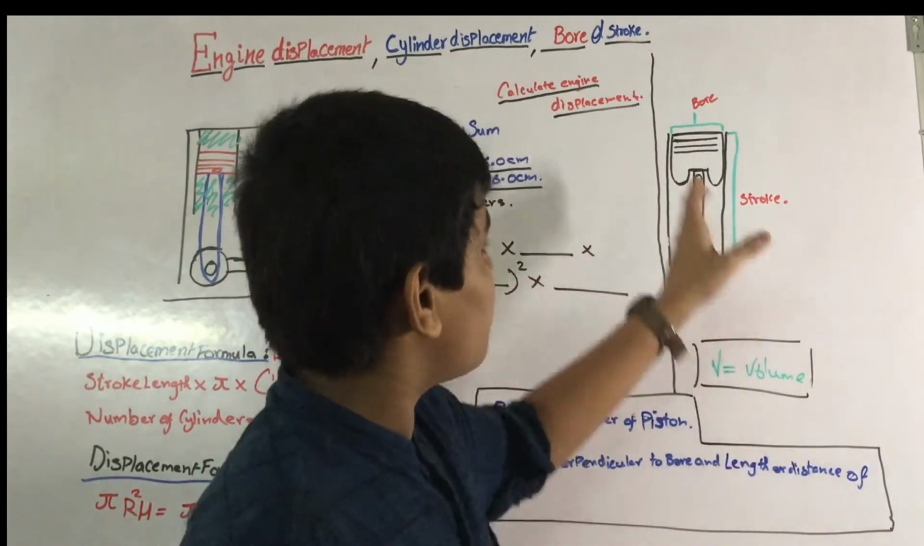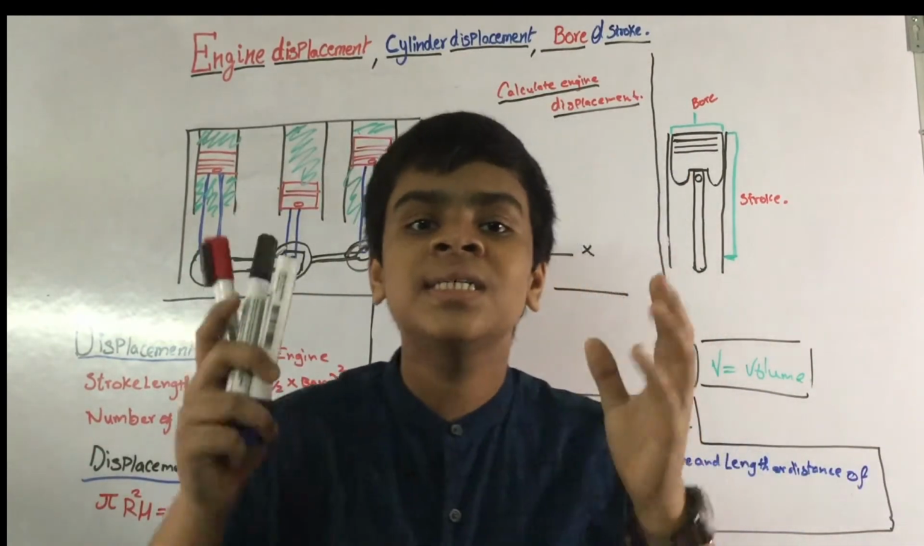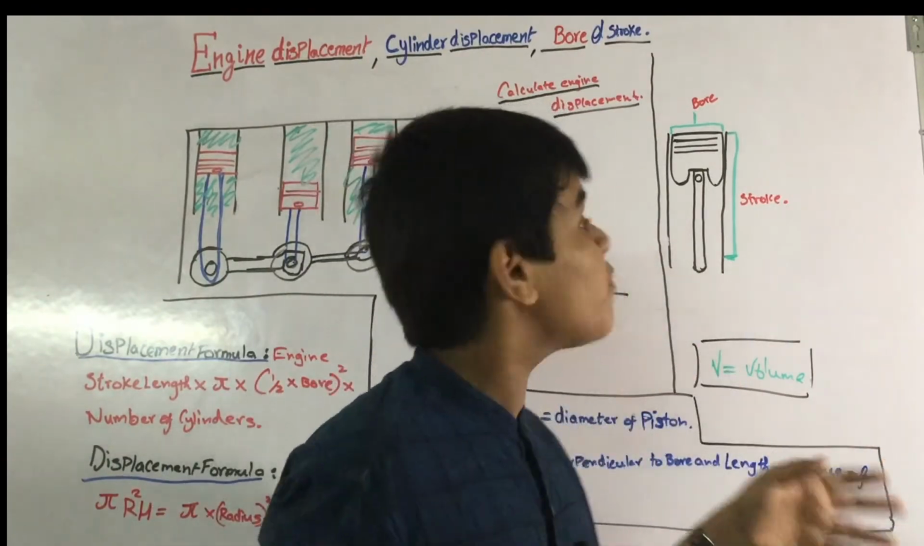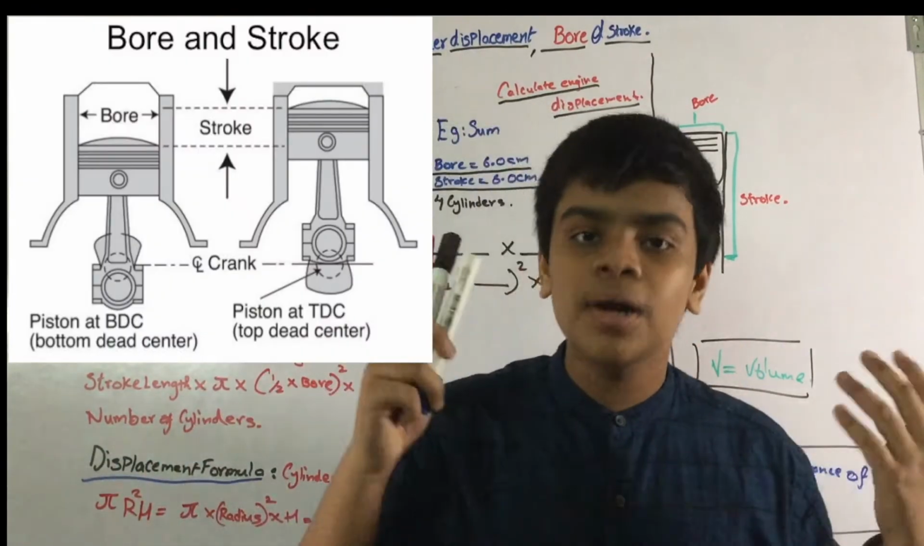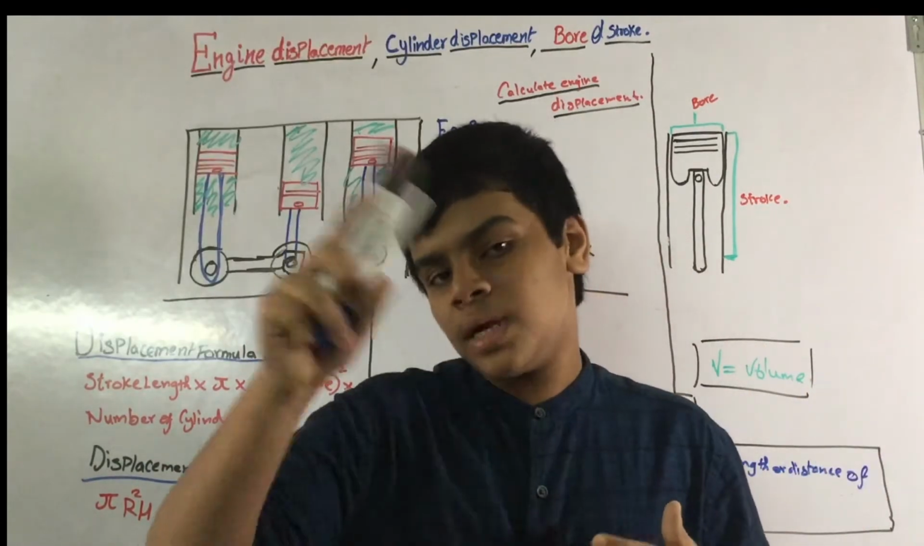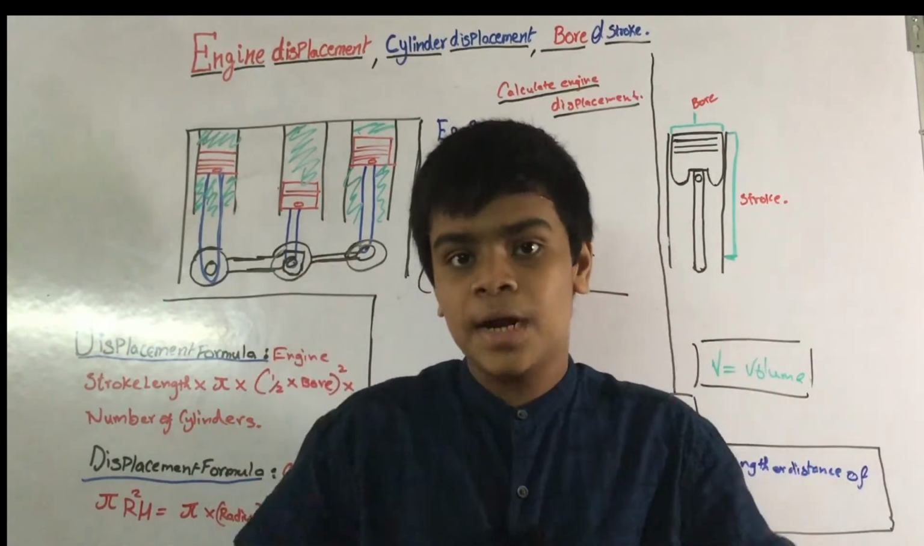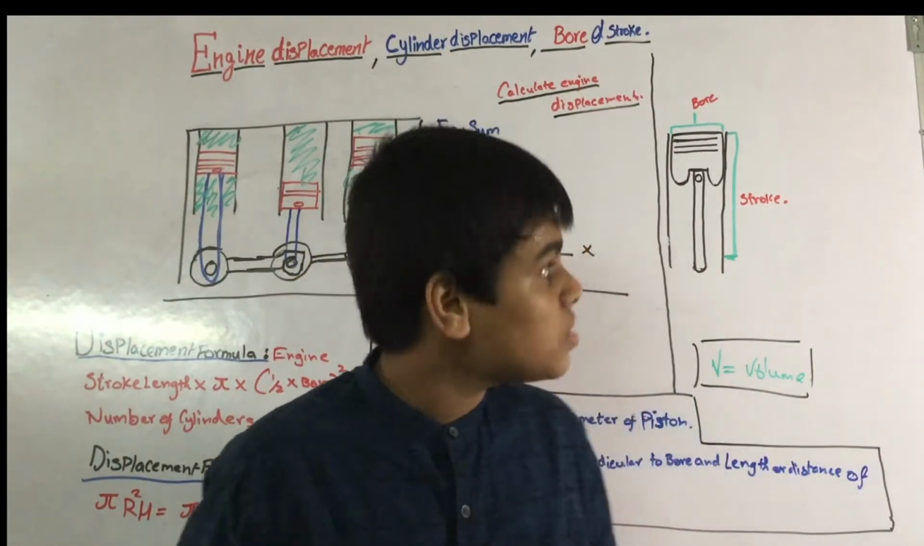So bore is the diameter of the piston, because pistons are circular, like a cylinder. That's why we calculate the bore for that. And stroke is perpendicular to the bore, and it is how much the piston moves up and down, the distance from TDC to BDC, how much it moves in the cylinder block. So that's bore and stroke.